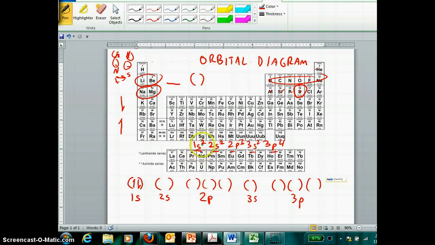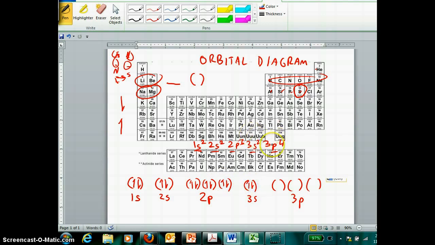So for my 1s electrons, of which I have 2, I should draw 1 arrow pointing up and 1 pointing down to show that orbital is full. Same thing with the 2s, 1 up, 1 down. Same with the 2p. All 6 electrons will fill the 3 orbitals. And the same is true with the 3s.